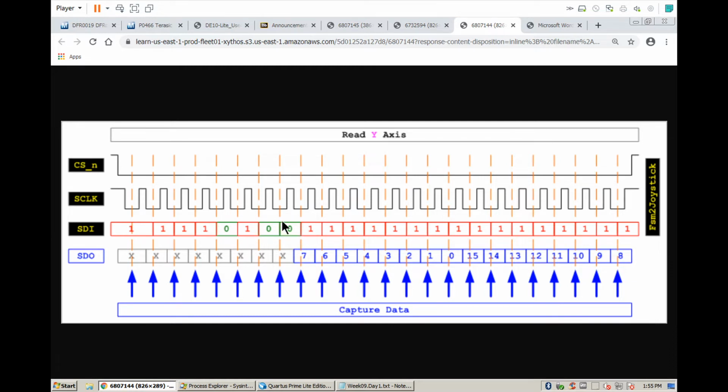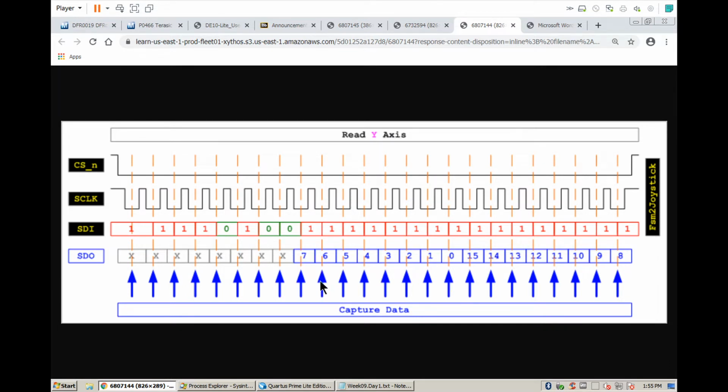Same thing. You get 8 bits coming in to the board from your circuit, and then it's going to spit out 16 bits, from 7 to 0 and then 15 to 8.